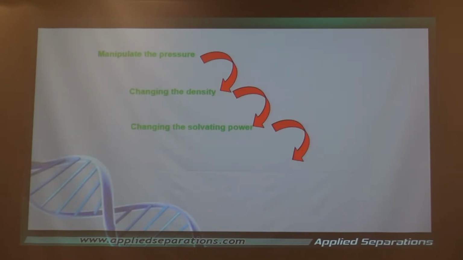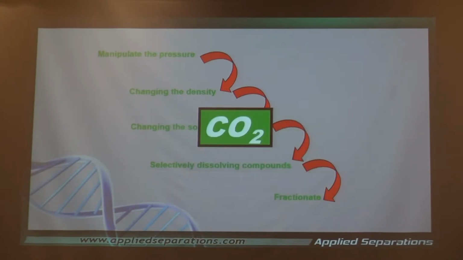Wouldn't it be nice if we could change the solvating power by changing the solvent? It would be nice if we could change the solvating power by changing the density, like we just said. This gives us an ability to change the dissolving compounds, allowing us to fractionate, to separate. But all the time, how many solvents are we using? One, carbon dioxide. This is the power of supercritical carbon dioxide, because you can change the solvating power.